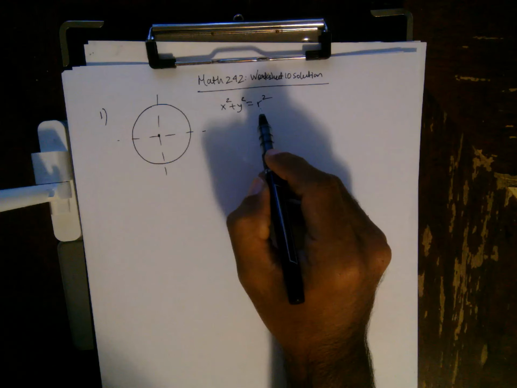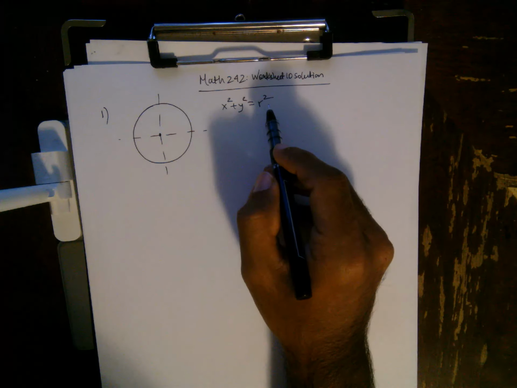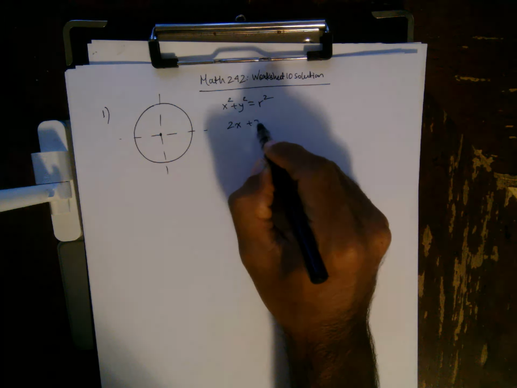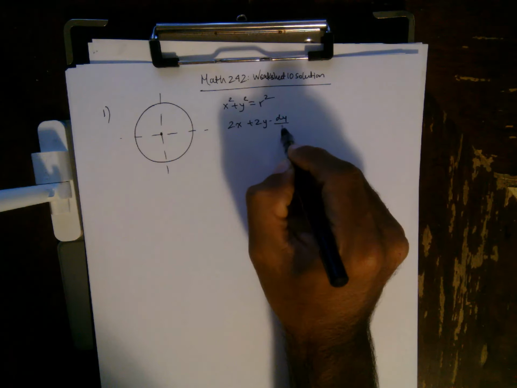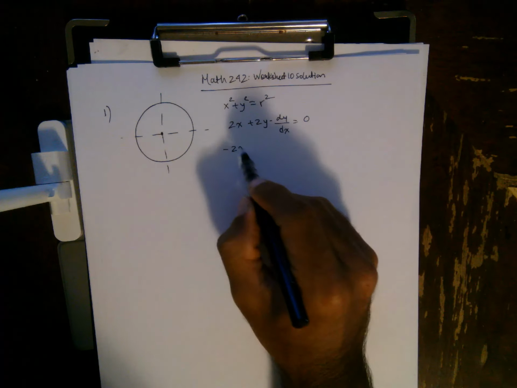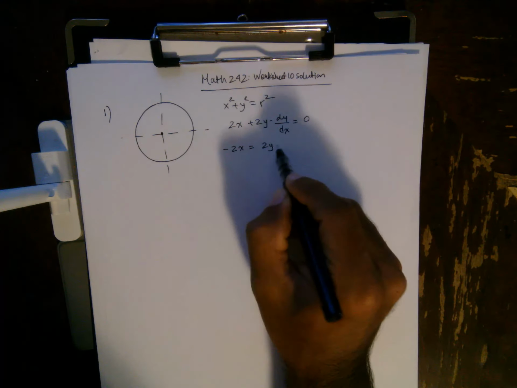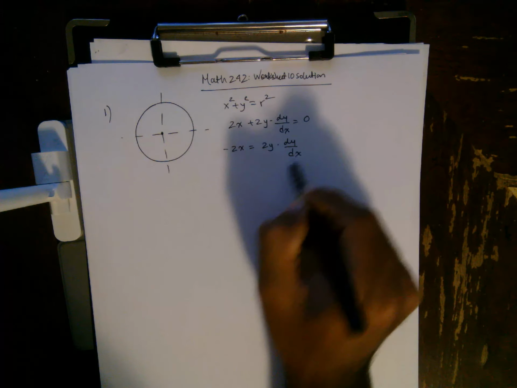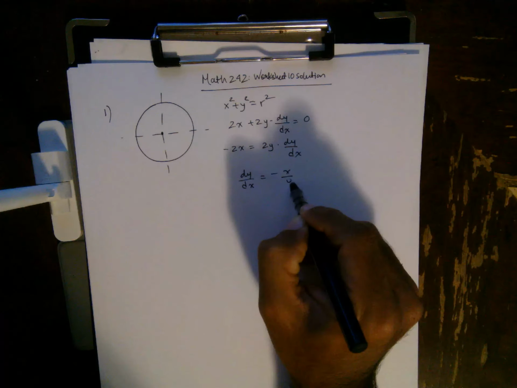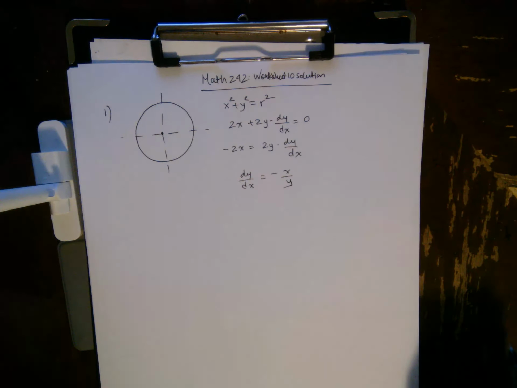x squared plus y squared equals r squared. From here we get 2x plus 2y dy over dx equals 0 because r squared is constant. So negative 2x is 2y dy over dx, or we get dy over dx is negative x over y.